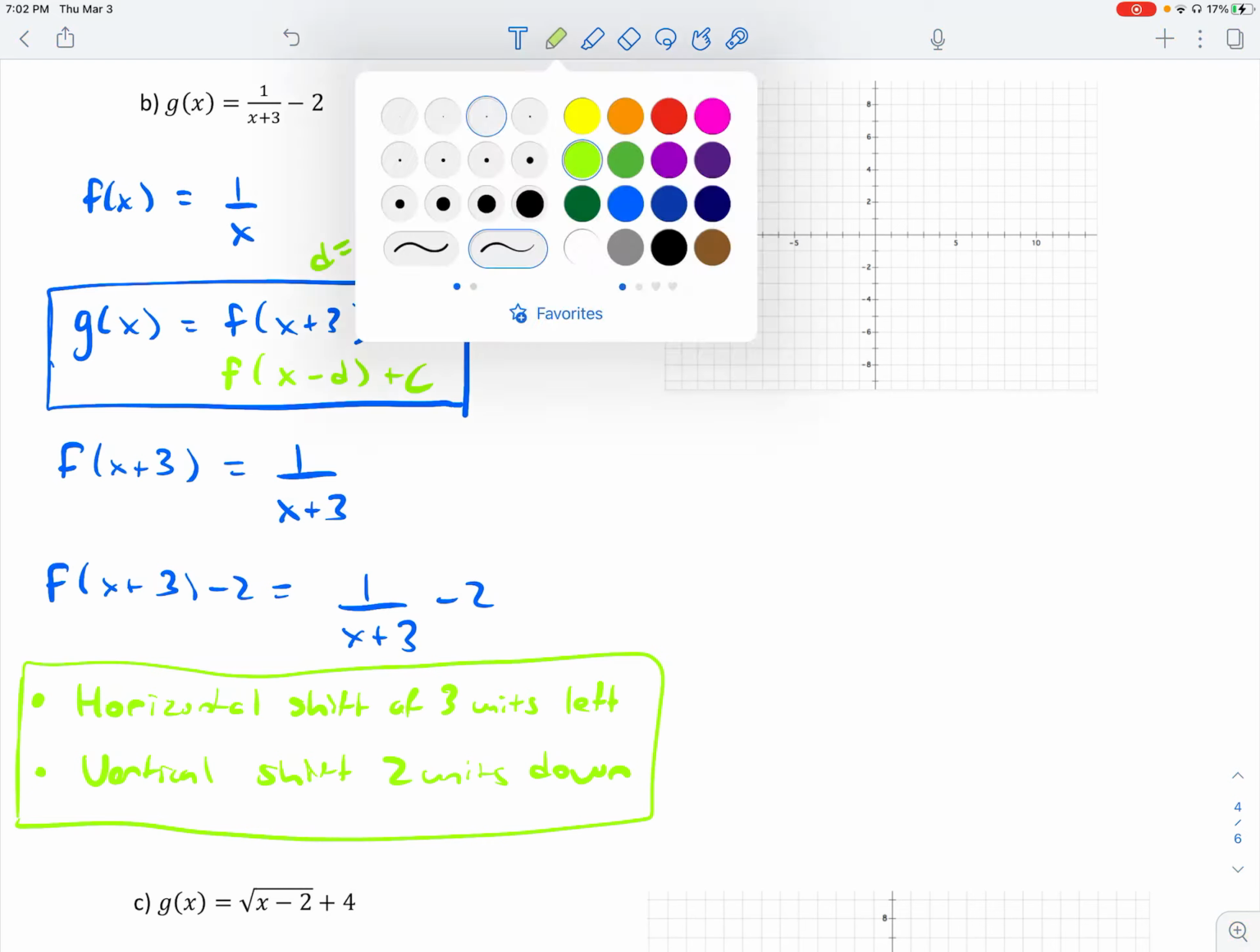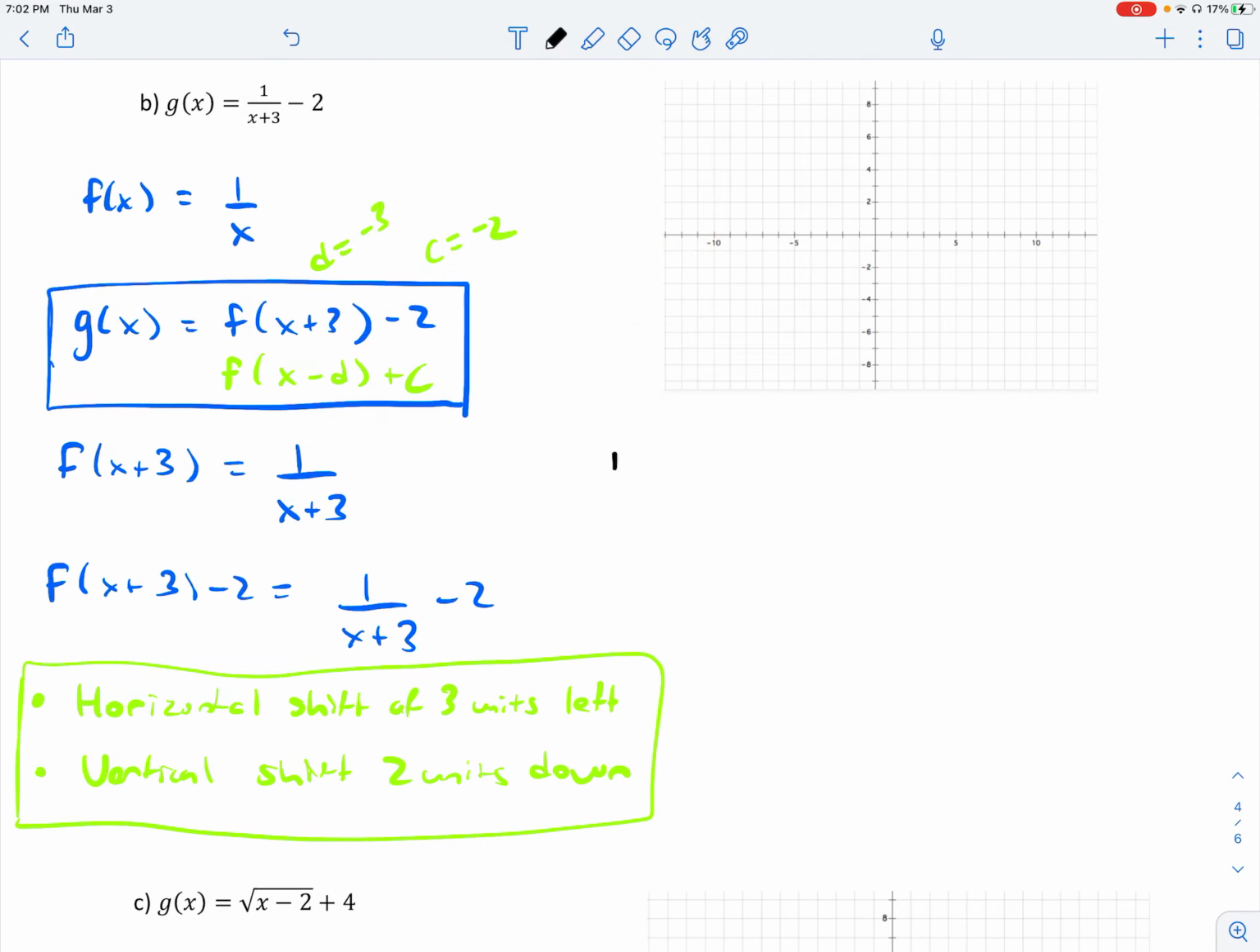Now for the graphs. Let's start with the base graph, f of x equal to 1 over x. I'm going to plot some points for that, some ordered pairs. I need to pick some negative ones, and I also need to try to get close to 0, because we know that 0 is undefined. If I plug that in for x, 1 over 0 is undefined. So I'm going to write that in here, undefined.